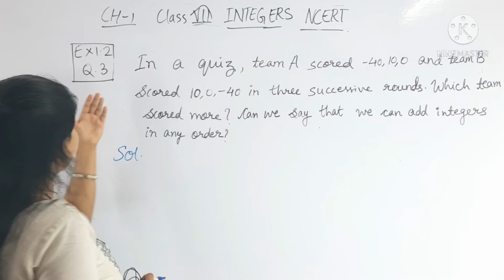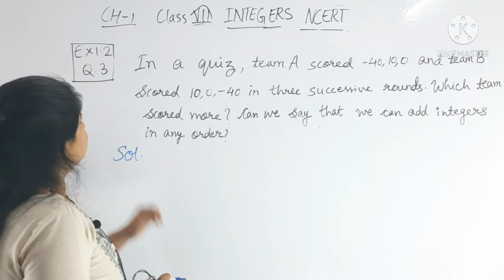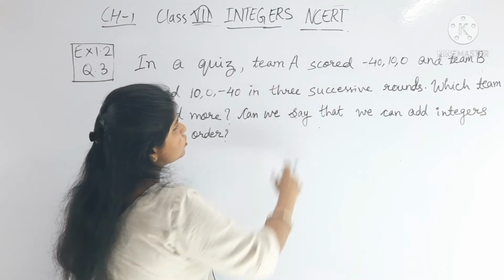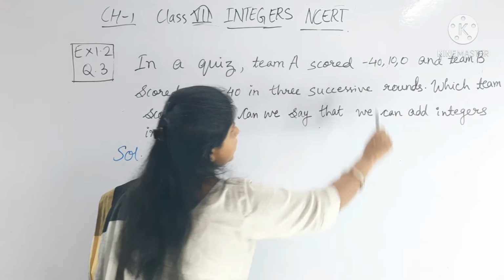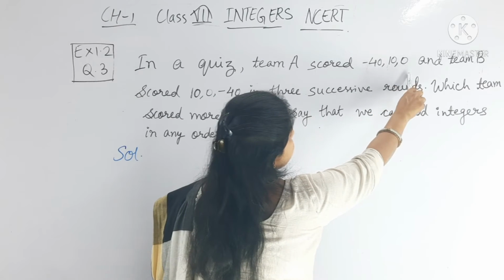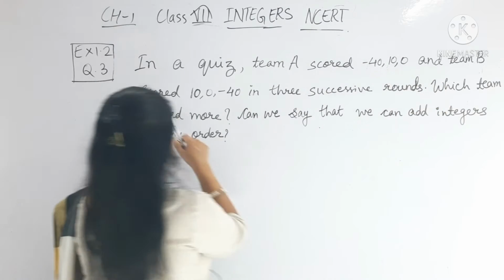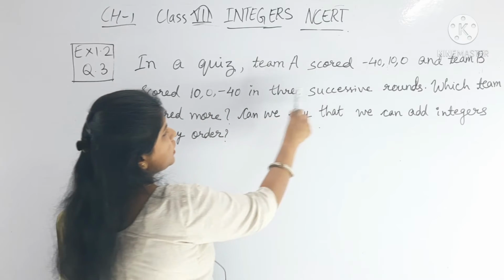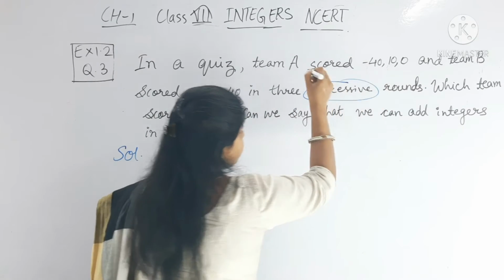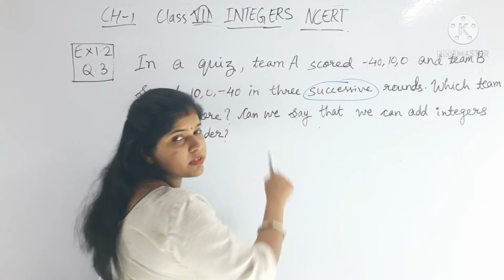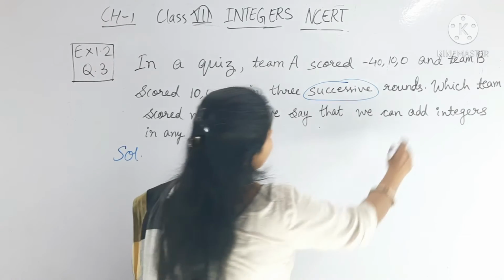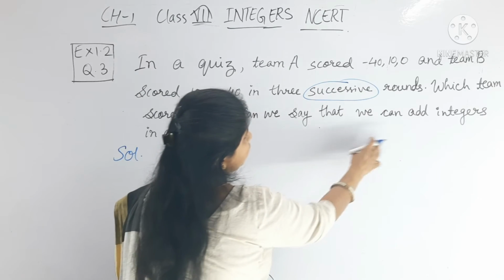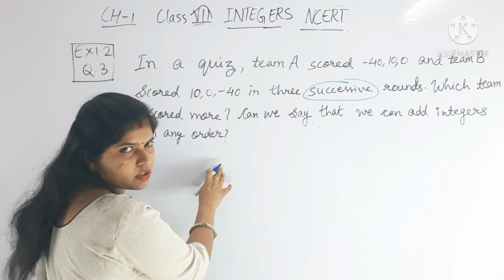Okay, now let's move to question number 3. In a quiz, team A scored -40, 10, 0 and team B scored 10, 0, -40 in 3 successive rounds. Successive means continued rounds. Okay, which team scored more? Can we say that we can add integers in any order?